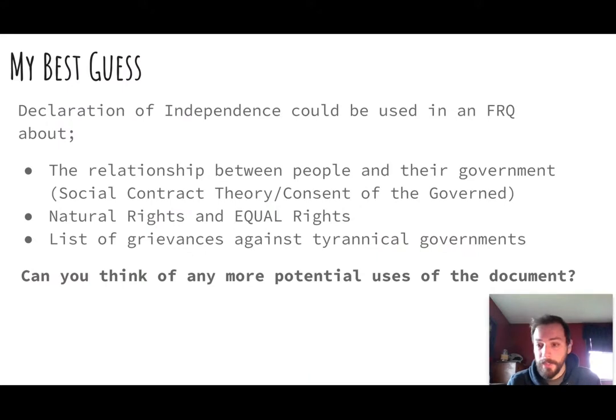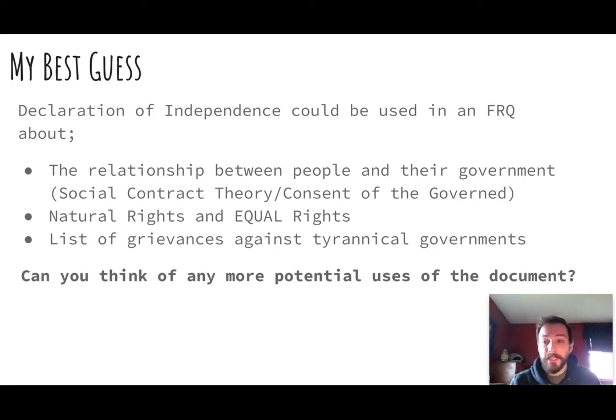How could I see the Declaration of Independence being used? I think it's a limiting document, but as far as pulling it in from the outside, there's a whole bunch of different ways you can use it. For instance, the relationship between people and their government. If you get a question that asks about citizens and their relationship with the government, whether that be federal or state, the core idea of the Declaration of Independence is social contract theory and consent of the governed. So that relationship between the people, that the government is a reflection of what the people want. That's a way you could use this document.